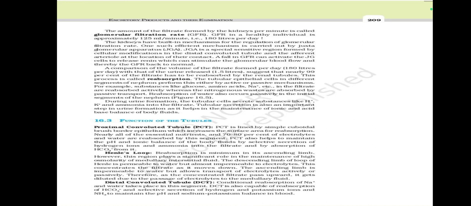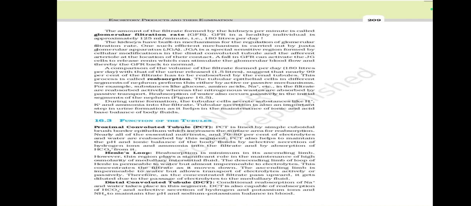The amount of the filtrate formed by the kidneys per minute is called glomerular filtration rate (GFR). GFR in a healthy individual is approximately 125 milliliters per minute, that is 180 liters per day. The kidneys have a built-in mechanism for the regulation of glomerular filtration rate. One such efficient mechanism is carried out by the juxtaglomerular apparatus, JGA. JGA is a special sensitive region formed by cellular modifications in the distal convoluted tubule and the afferent arteriole at the location of their contact. A fall in GFR can activate the JG cells to release renin, which can stimulate the glomerular blood flow and thereby bring the GFR back to normal.